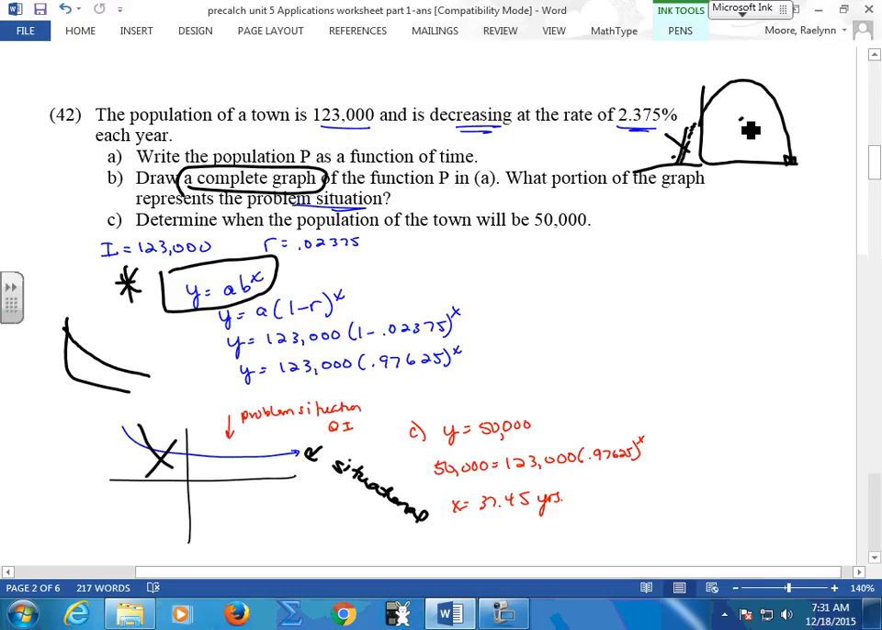Okay, so now we're decreasing. Decreasing is the 1 minus. This is what's retained each year. Each year I'm going to get about 97.625% of the population that was remaining.